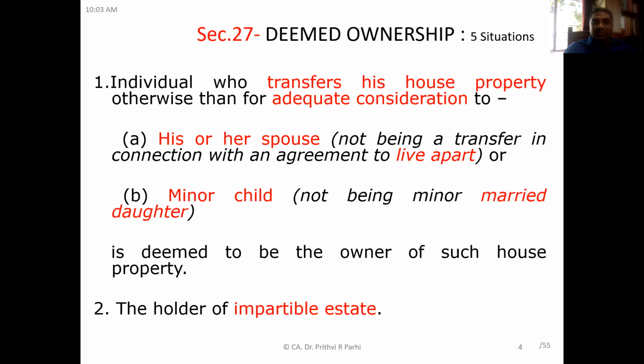Suppose a person transfers his house property for ₹1. What do you feel? Is it adequate consideration? No, sir. So as a lawyer, you tell me, how will you know whether this is adequate or inadequate? If the consideration is adequate as per the market value of the property, we can consider that adequate consideration. Market value may be a relevant guiding factor, but depending upon the facts and circumstances, the court may decide whether it is adequate or inadequate.